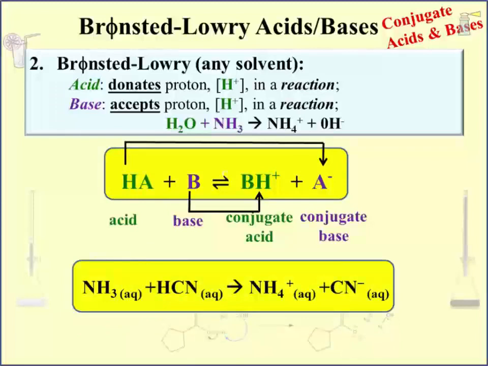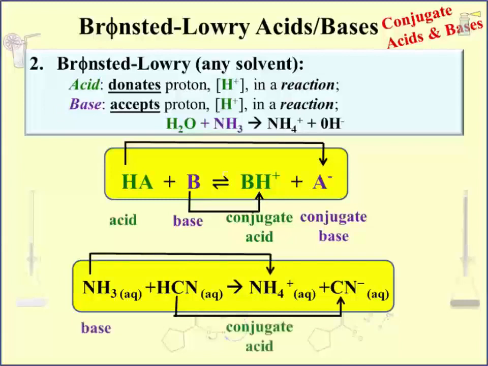In this last example, we will find the pairs first and then assign acid-base designations. Ammonia and ammonium differ by a hydrogen, as do hydrogen cyanide and cyanide ion. Since ammonia is gaining a hydrogen, it is a base. Ammonium is the conjugate acid.